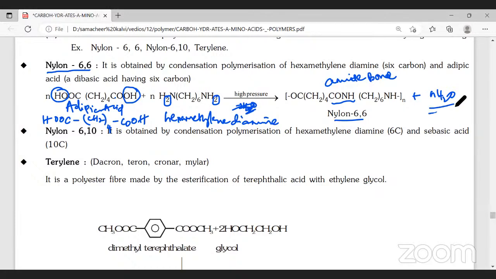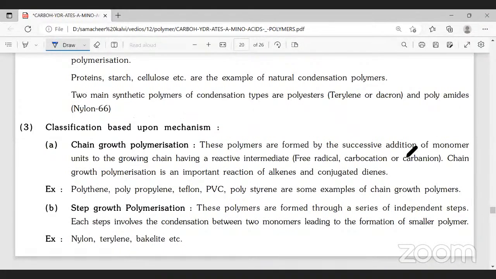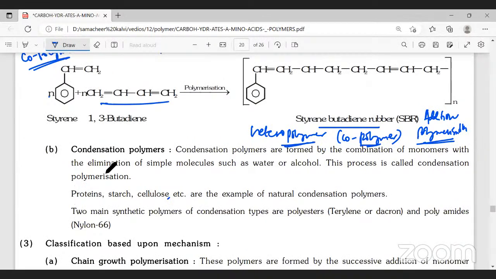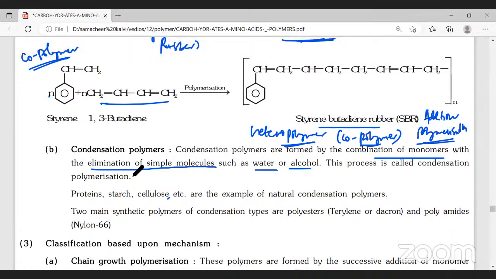Since there is an elimination of byproducts like water here in this case, this is an example for condensation polymerization. Now, what is condensation polymerization? Condensation polymers are polymers formed by the combination of monomers with the elimination of simple molecules such as water, alcohol, ammonia, HCl. So condensation polymers are also formed by the combination of monomers, but with the elimination of simple molecules such as water or alcohol.